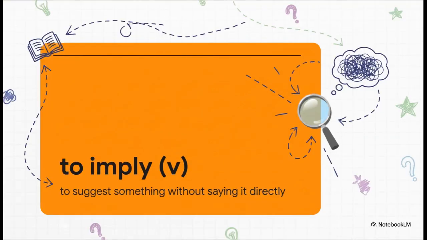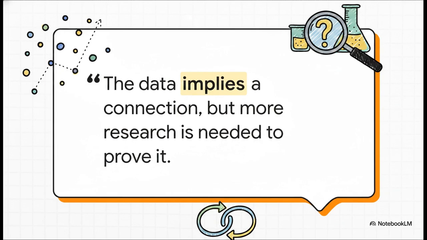Next, we've got the verb to imply. Oh, this one is so important, especially for your academic work. To imply something is to suggest it without saying it directly. And learning to spot what an author is implying is basically the art of reading between the lines. And here's a classic example from the world of science. See how the data implies a connection? It doesn't prove it.